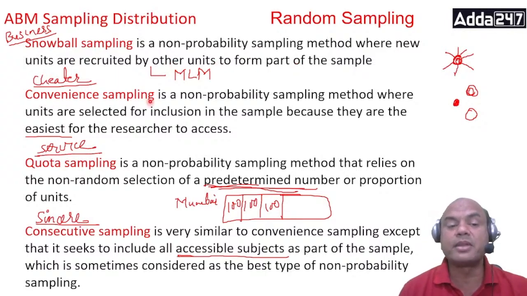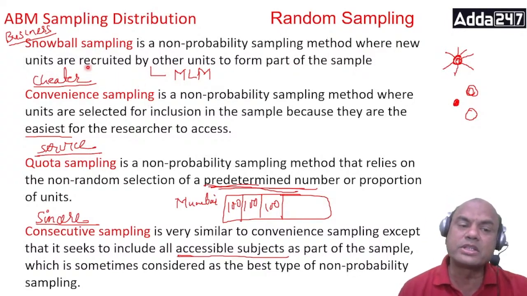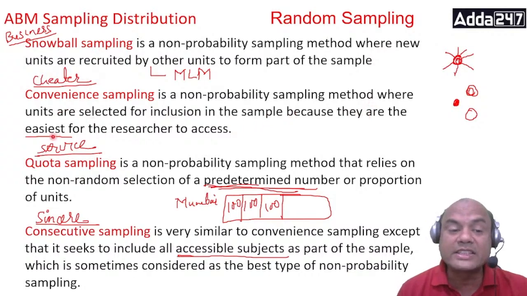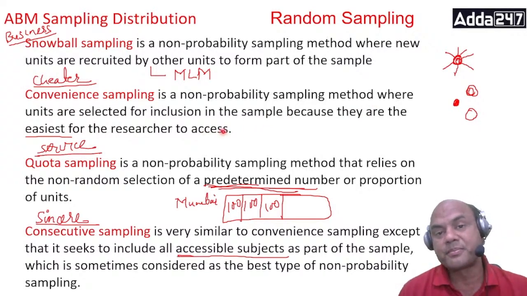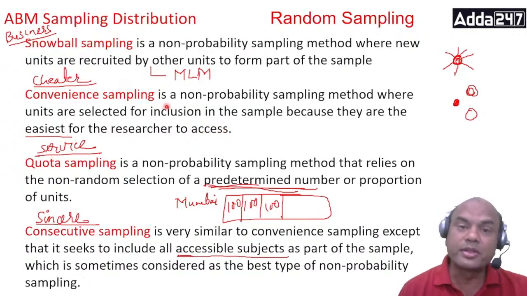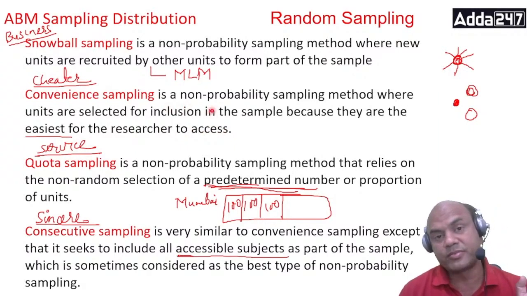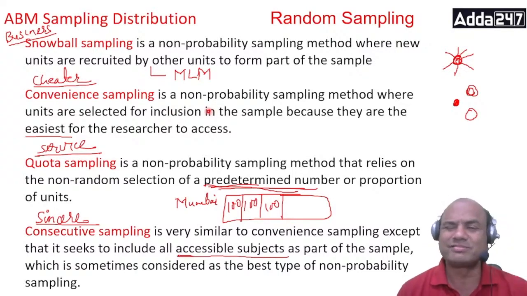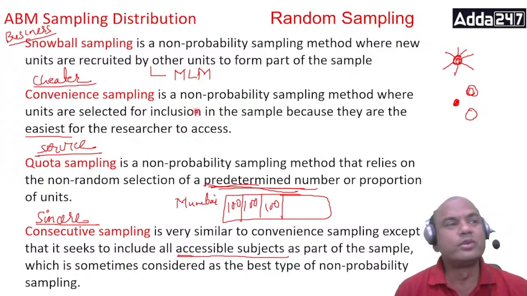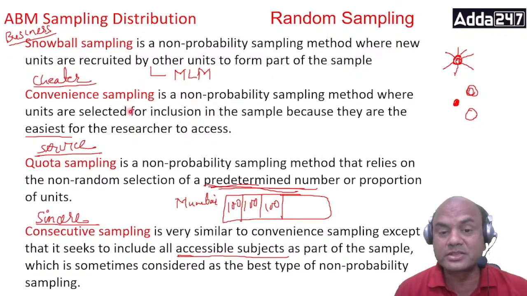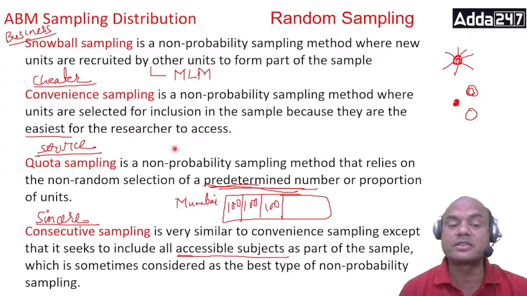Second is convenience sampling. Convenience is the cheater. Who is the cheater? It is a non-probability sampling method where units are selected for inclusion in the sample because they are easiest for the researcher to access. What do I mean by this? Suppose you tell me to do the survey of 15 persons in the city, and I sit at my home. Who will I go to? Who is near me? Neighbors. I bring all my 15 neighbors and my family members. So that's convenience, because they are easiest for the researcher to access.